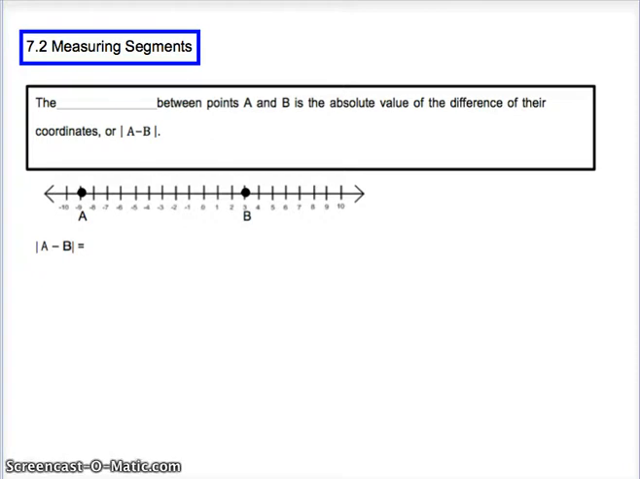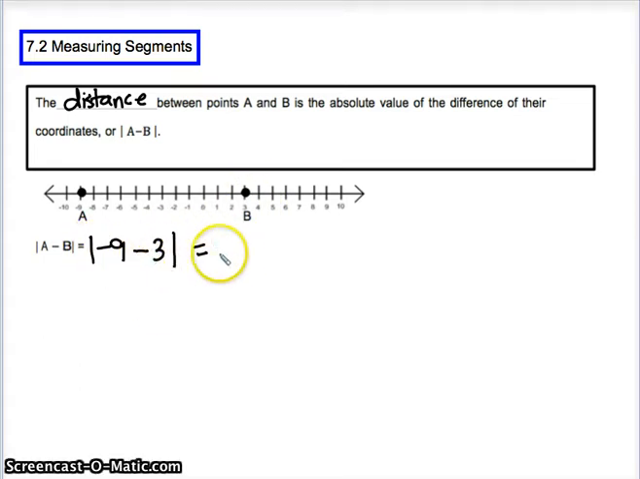Hey everyone, and welcome to today's lesson about measuring segments. To find the distance between 2 points, we need to find the absolute value of their coordinates. That looks like the absolute value of A minus B in this situation. So to calculate the distance between these 2 points, we're going to do the absolute value of -9, which is the coordinate of A, minus the coordinate of B, which is 3. The absolute value of -9 minus 3 is the absolute value of -12, which is 12.